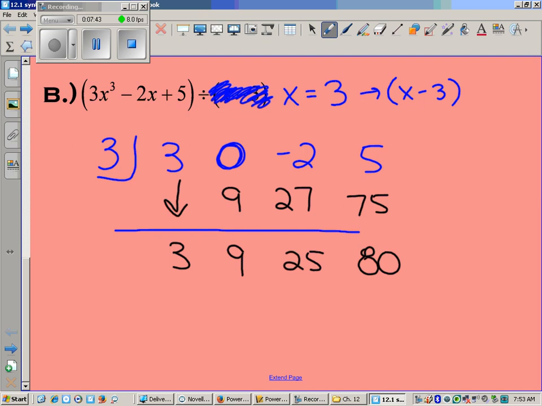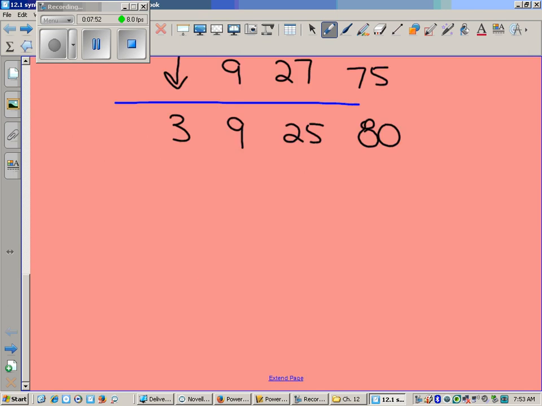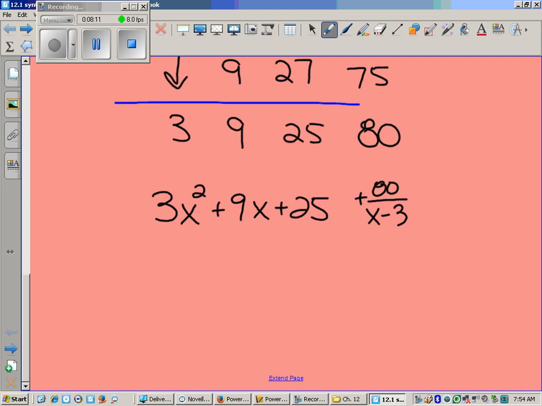There is a remainder. That means x minus 3, this one up here, was not a factor. It doesn't go in equally, because there's a remainder. Could you still write me a polynomial with these coefficients? This would be 3x squared, because it's 1 less than what I started with, plus 9x plus 25, with a remainder of 80 over x minus 3. Where did I get the x minus 3 from? What I divided by. Okay?